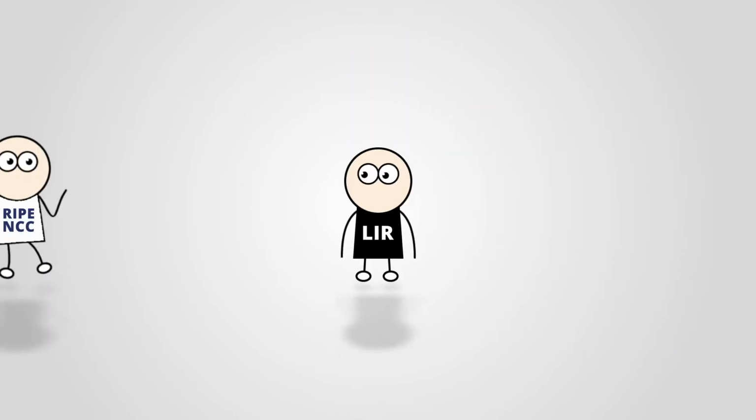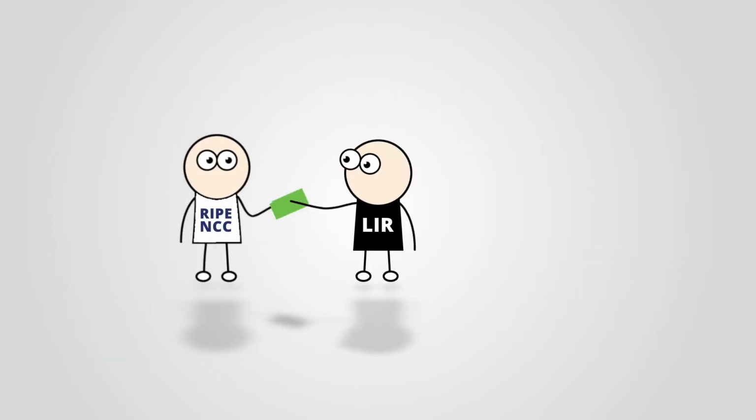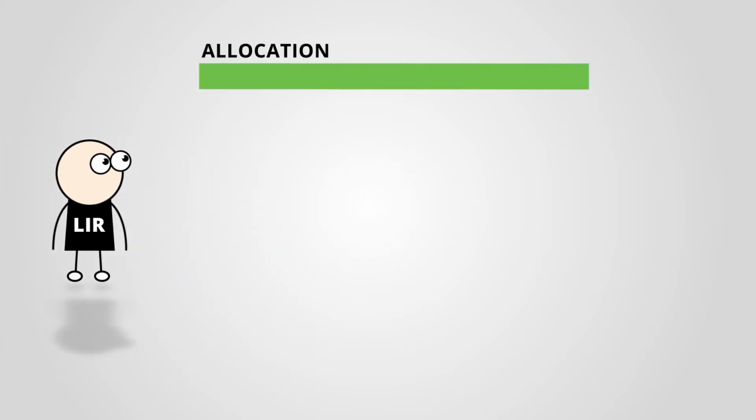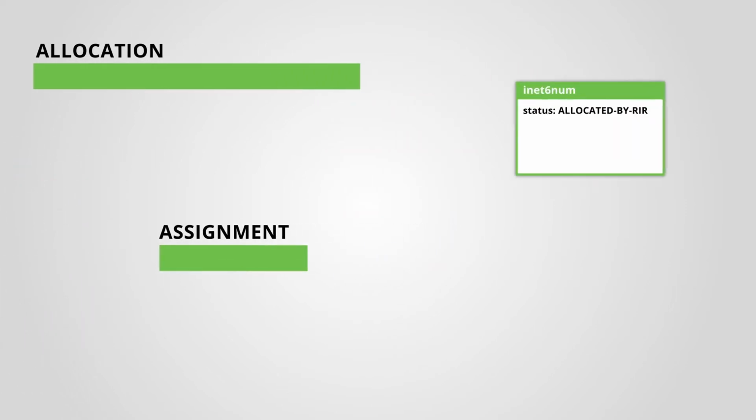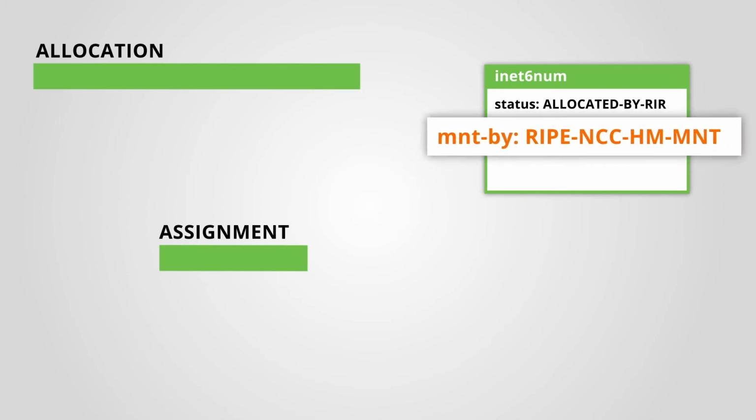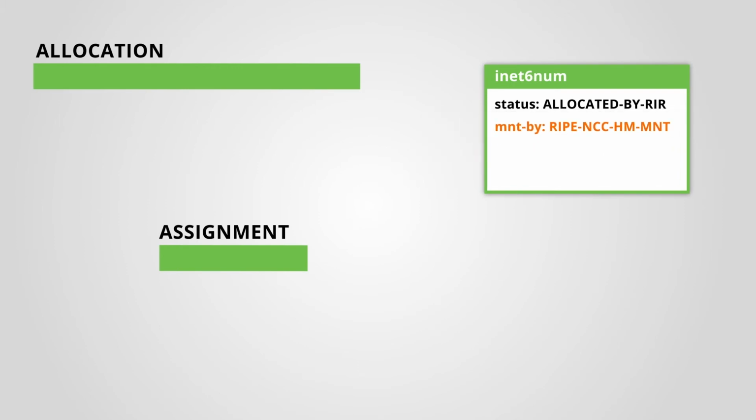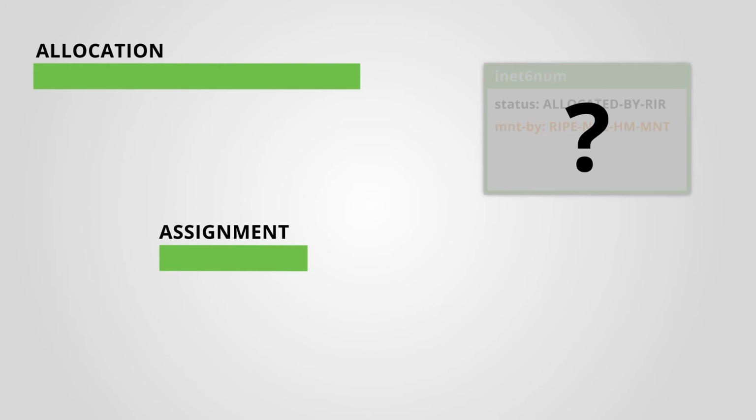When the RIPE-NCC distributes a block of IP addresses to a local internet registry, this block of addresses is called an allocation. Smaller blocks from this range are called assignments. In an allocation, the RIPE-NCC maintainer is always protecting the object. But wait, you don't know the password for this maintainer. How will you create the assignments for this allocation?